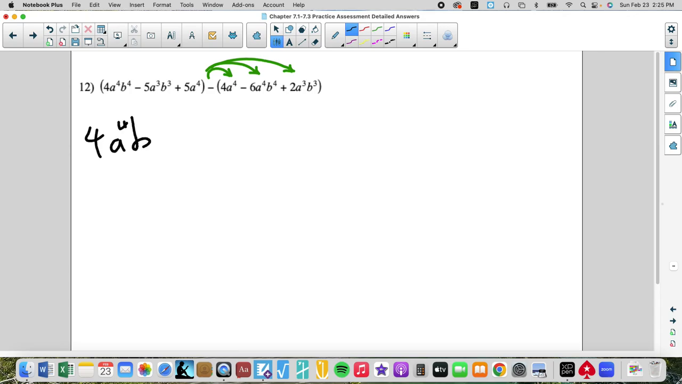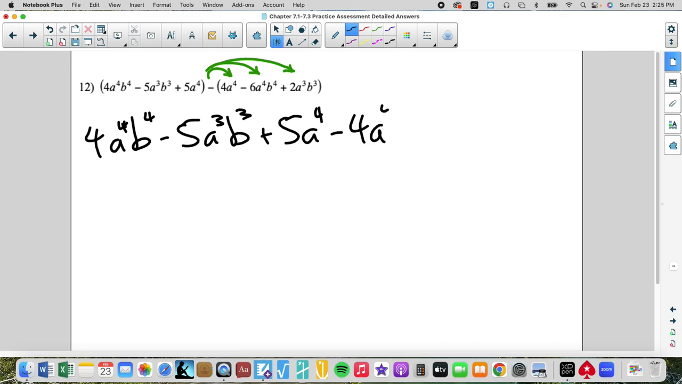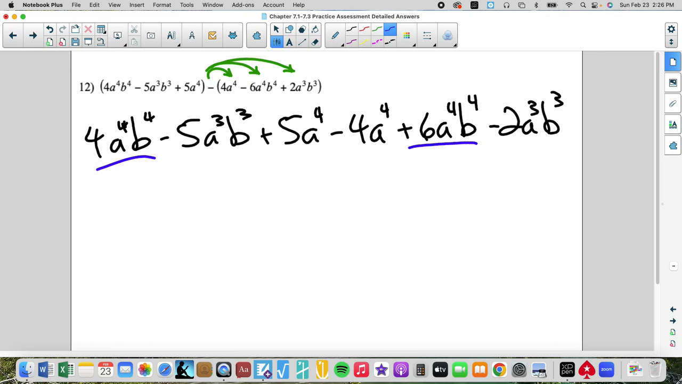4a to the fourth b to the fourth, negative 5a to the third b to the third, plus 5a to the fourth, minus 4a to the fourth. We have to distribute into that negative, plus 6a to the fourth b to the fourth, minus 2a to the third b to the third. A to the fourth, a to the fourth, b to the fourth. A to the fourth, b to the fourth. That's going to make 10a to the fourth, b to the fourth.